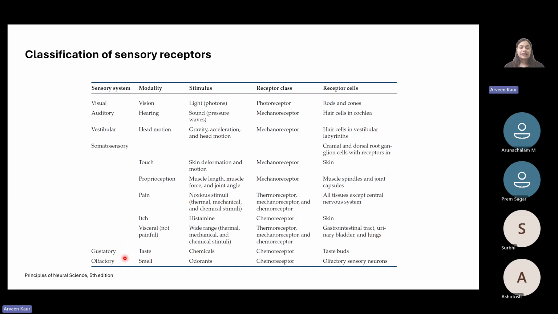Then comes the gustatory sensory system, where the modality is taste. The stimulus is chemical, and the receptor class over here is also chemoreceptor, and the receptor cells are within the taste bud. And the olfactory system has a modality of smell that we can feel. And the stimulus over here is odorant, which is another chemical. So the receptor class is chemoreceptors. And the receptor cells are the olfactory sensory neurons, right?